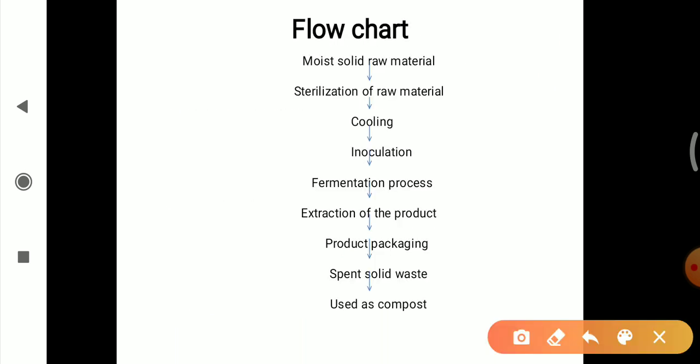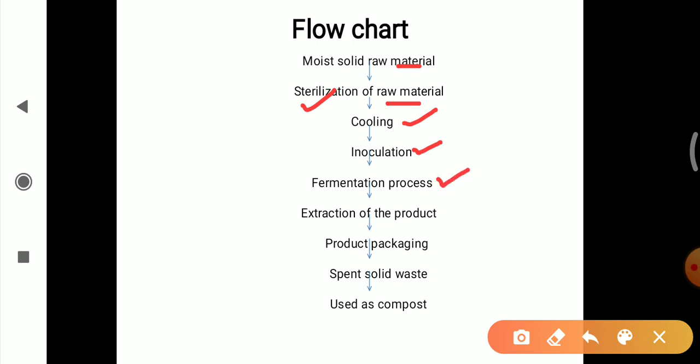Okay, here is the flow chart of SSF fermenter. First of all, we select the solid raw material. Then we sterilize it. After sterilization, we cool down the raw material. After cooling down, we add the inoculum, which means we add the culture. After adding the culture, we go for the fermentation process.